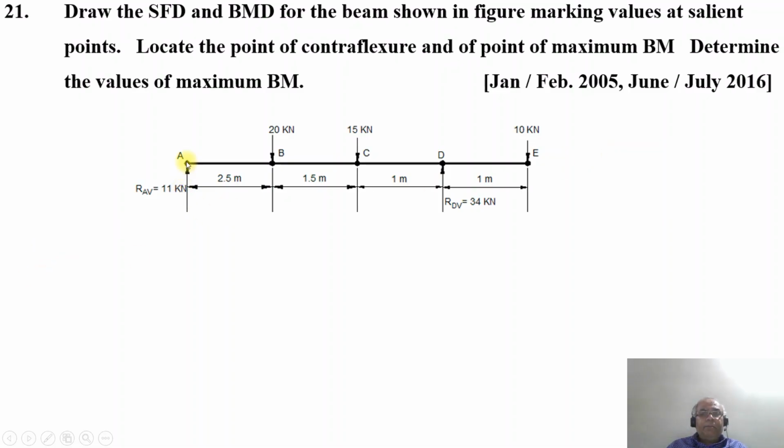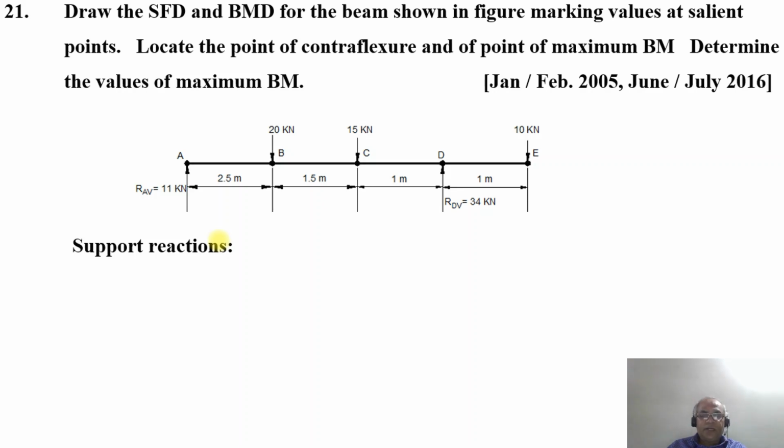So, this is the figure which has an overhanging beam. We have supports at A and D, and we have a point load of 20 kilonewton at B, 15 kilonewton at point C, and 10 kilonewton at point E. Point E is 1 meter from D, point B is 2.5 meters from A, and point C is 4 meters from A. We have a vertical reaction acting upwards at the point D, which is 5 meters from A.